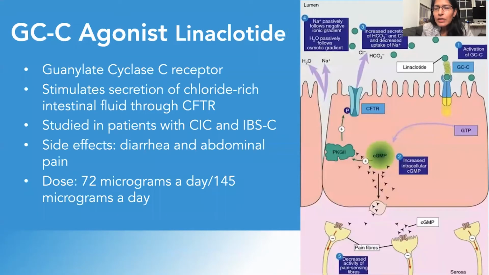Moving on to our guanylate cyclase C receptor agonists. The first drug I'll talk about is linaclotide, and linaclotide works by stimulating the secretion of chloride-rich intestinal fluid through the CFTR receptor. And it has been studied in patients with chronic idiopathic constipation and IBS-C, and side effects include diarrhea and abdominal pain. It's available in 2 doses, 72 micrograms a day and 145 micrograms a day.